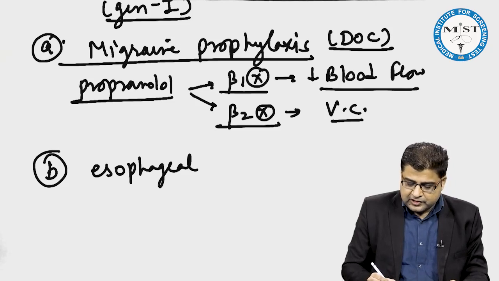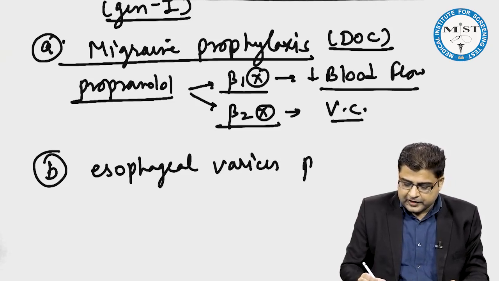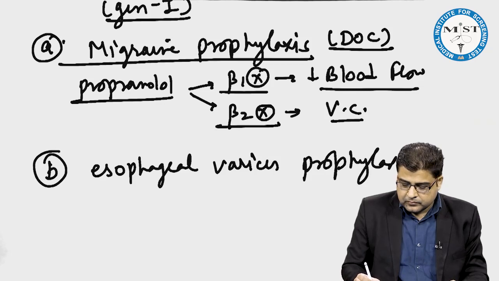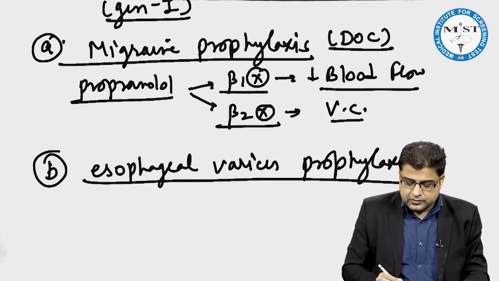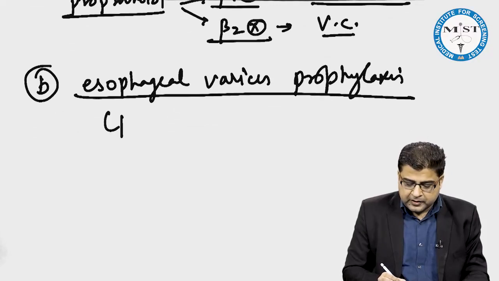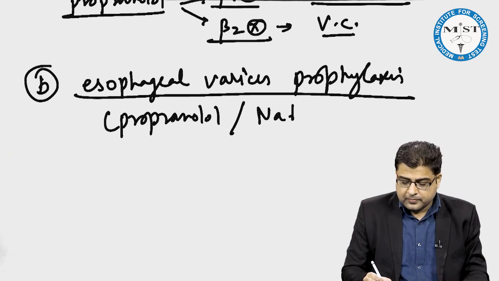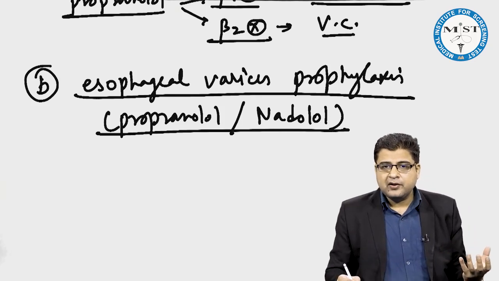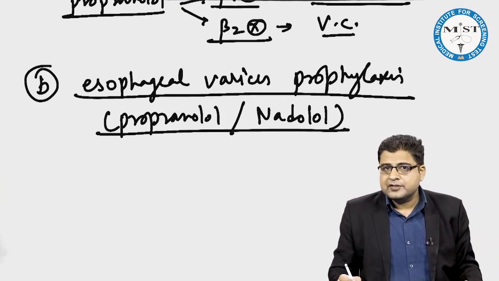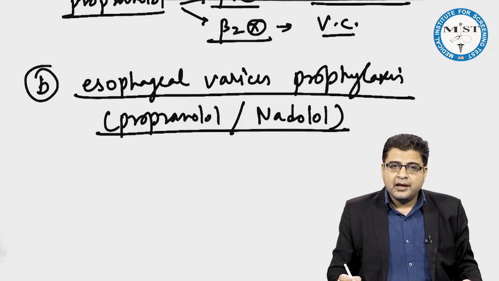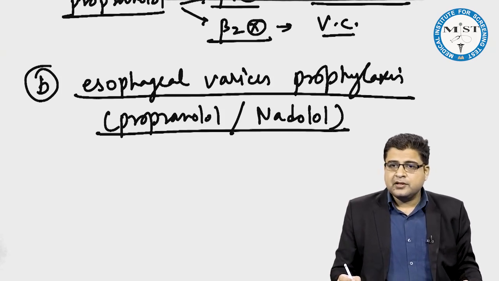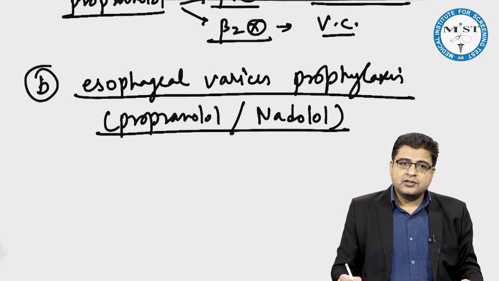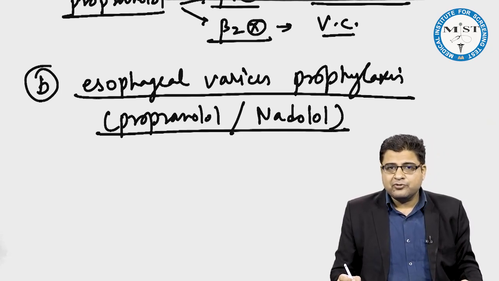So, for esophageal varices prophylaxis, we can use propranolol as well as nadolol. The reason is the same. By blocking beta 1 receptor, these medicines can reduce blood flow towards the esophageal varices, and because of blocking beta 2 receptor, there will be constriction of blood vessels. So there is less chance of bleeding episodes in future.